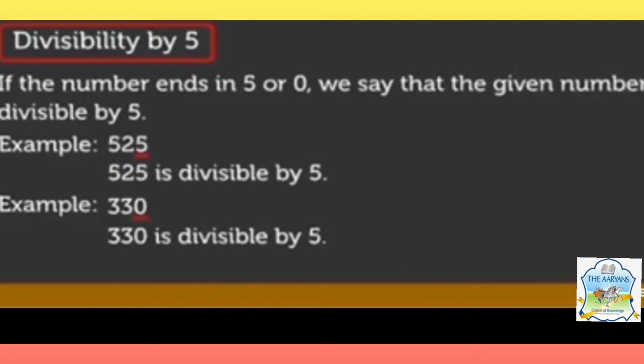For example, 525. At one's place, 525 ends with 5. So if it ends with 5, then we can say 525 is divisible by 5. Next example, 330. Its one's place, or it ends with 0. We can say that this number is divisible by 5.